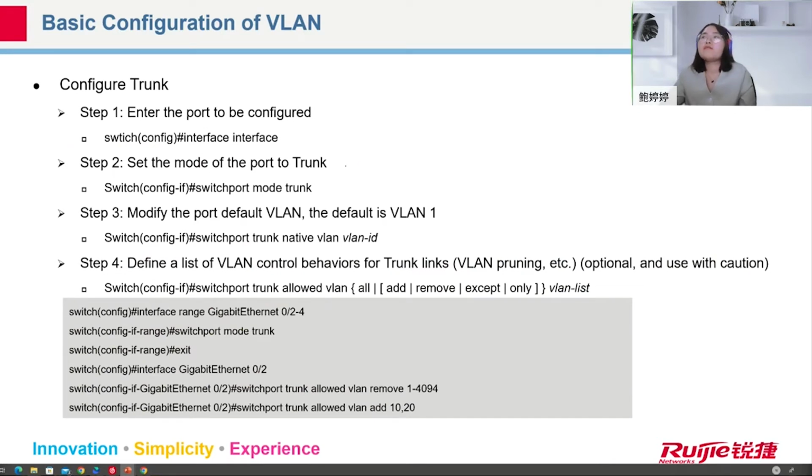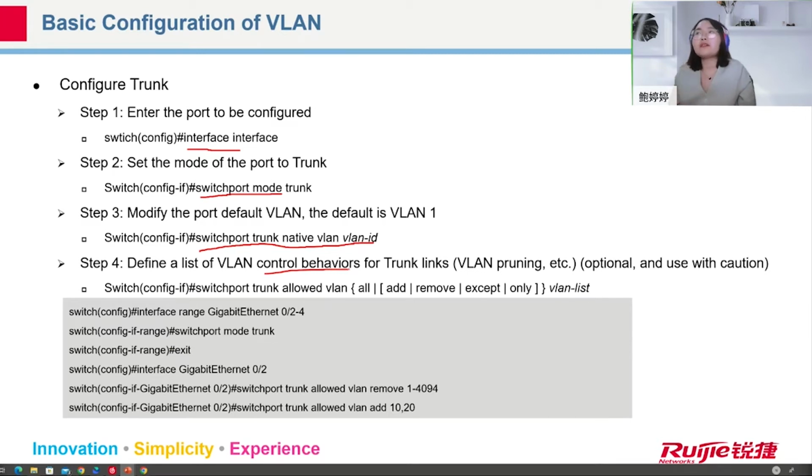And if you configure the trunk interface, of course, you also have to enter the interface, then switch the mode to trunk, and set the trunk native VLAN. This native VLAN is the PVID VLAN. And then the very important one is to control the behavior. For example, now I make this interface a trunk. But if you want this trunk interface to carry multiple VLANs, you also have to add the behavior here. Otherwise, the trunk interface cannot.